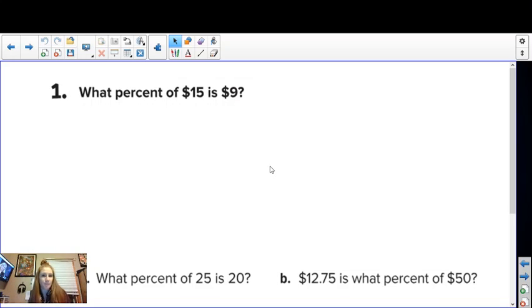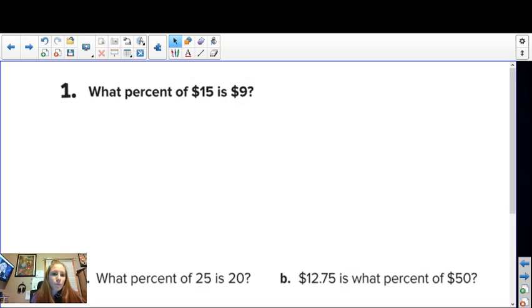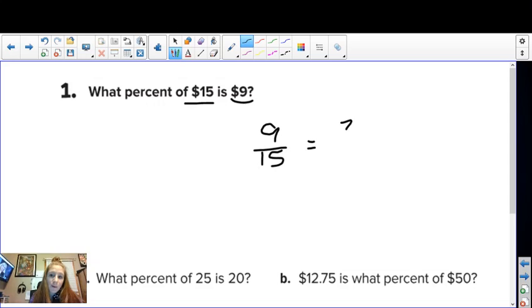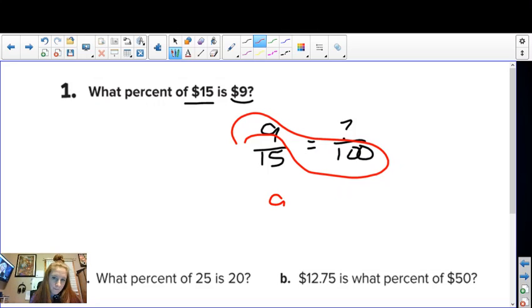What percent of $15 is $9? Since $9 and $15 are both the same thing, that's the part of 9 divided by the whole, which is 15, is equal to my what out of 100. So when I do this, I cross multiply. So 9 times 100 is equal to 15 times question mark.